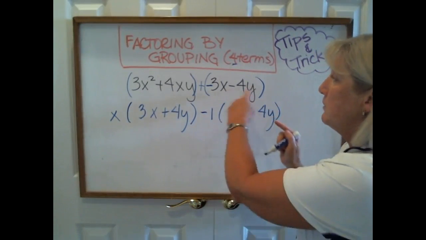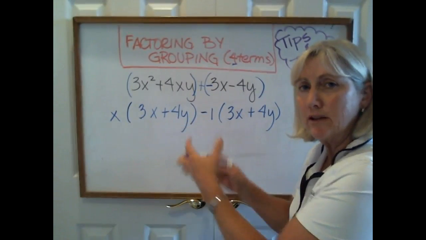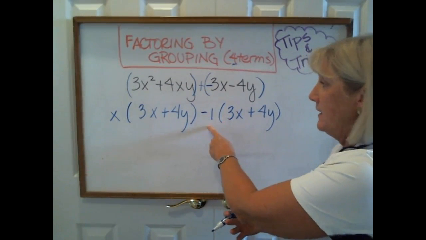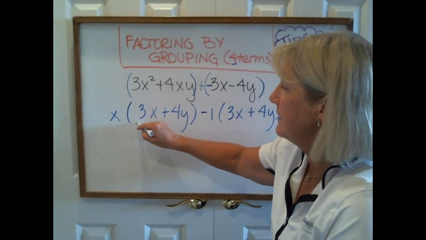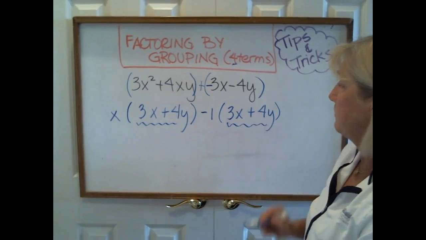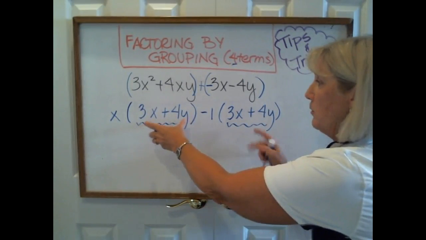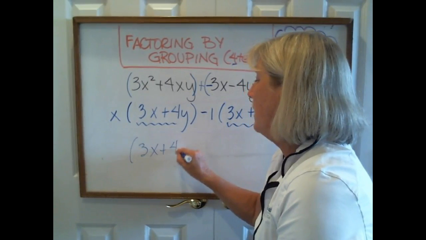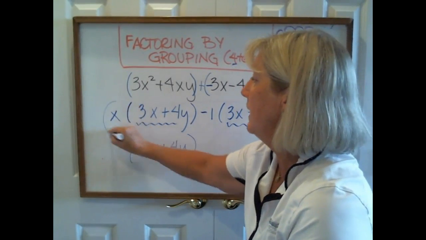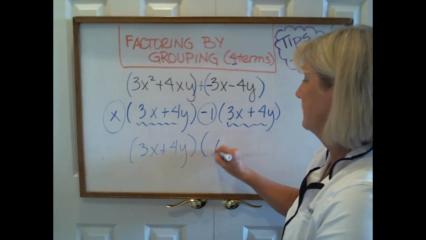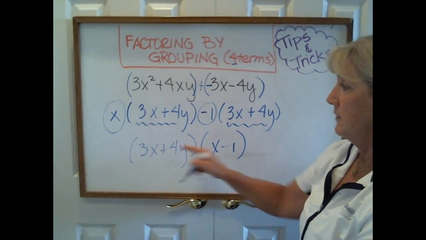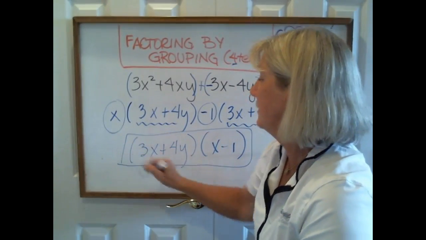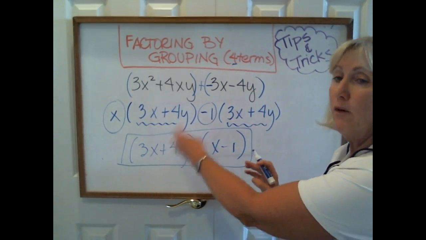If you're doing grouping and this was positive, you still have to take out something. So when there's nothing to take out, when you're doing grouping, you want to take out a 1. In this case, we could take out a -1. And the key is now that this 3x plus 4y and this 3x plus 4y match. And so we can take out a 3x plus 4y, and what's going to be left is the x minus 1. So that's grouping. You can always test whether this works by foiling it back together.